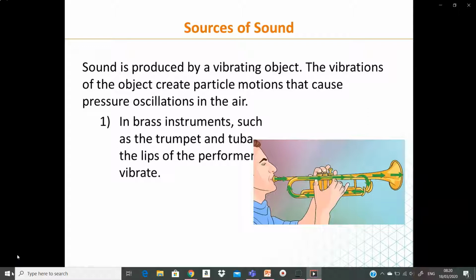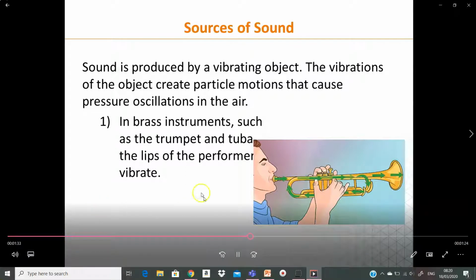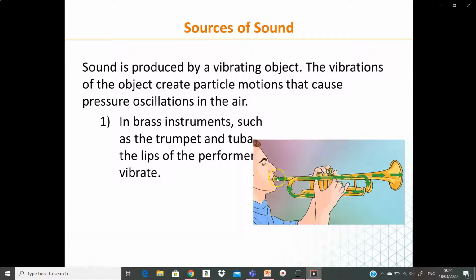Today we are going to talk about the top 5 types of musical instruments based on the way that they vibrate. At the beginning, we have the brass. Brass instruments, like the trumpet and the tuba, are instruments where the performer's lips do the vibration. In this case, the air is going to transfer like that and go to the other end.